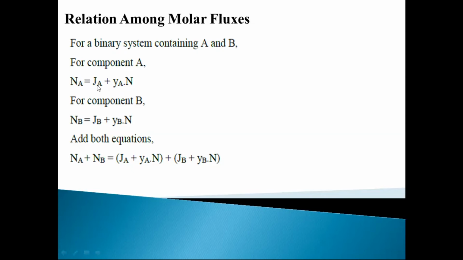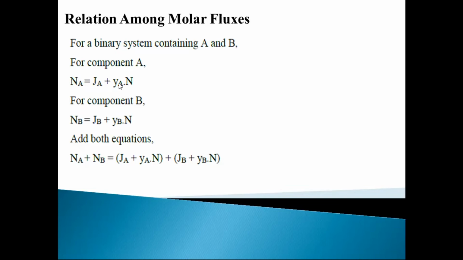Okay, and J is nothing but the flux because of their relative velocity. And the addition of both fluxes is nothing but the total flux for component A, that is Na. So total flux for component A is equal to the flux because of its relative velocity, that is Ja, and the flux because of its position, that is Ya into N. Why have we written Ya into N?